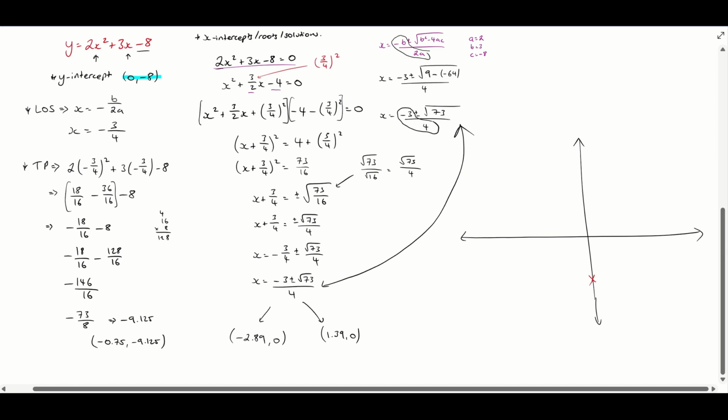What else do we need? Our x-intercepts, which are here and here. So almost negative 3 might be about there, and 1.5 might be about there like that. And then what else do we need?